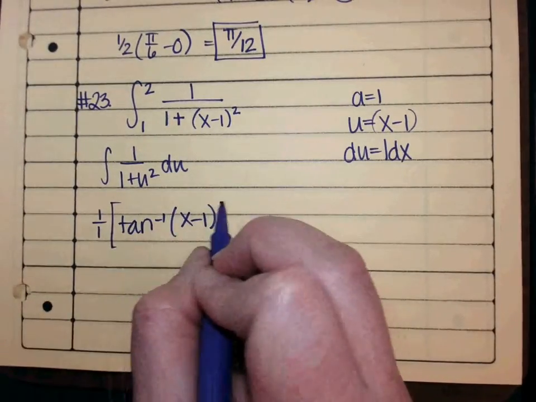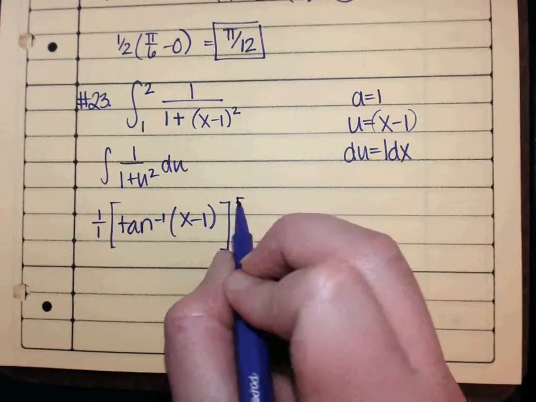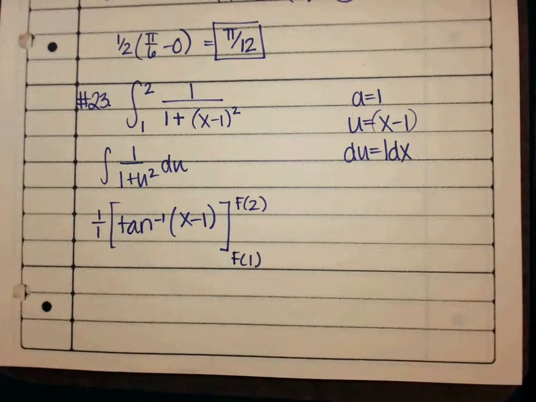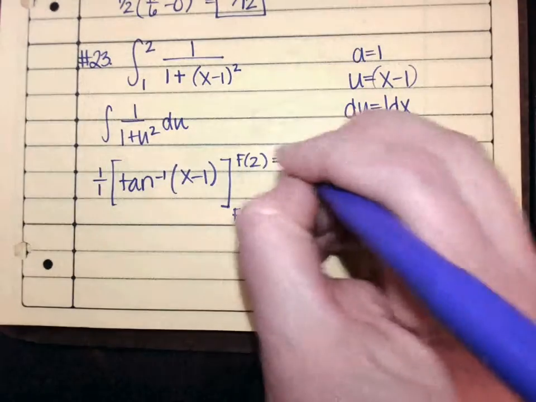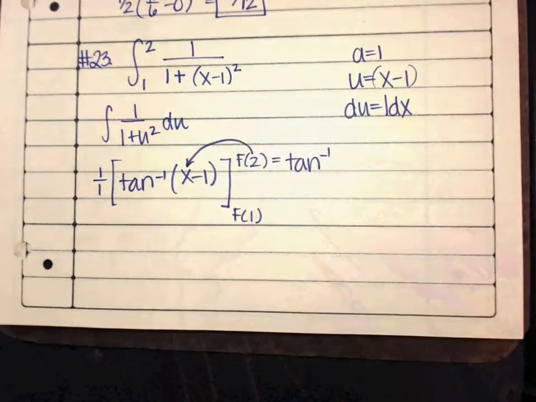Why not a plus c? Because you had endpoints, and so you have to use those endpoints. So you would find capital F of 2, capital F of 1. Plug in 2 for x. What am I really finding the inverse tan of when I plug this 2 in here?